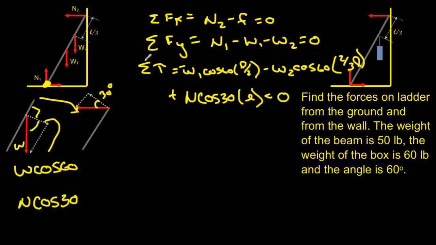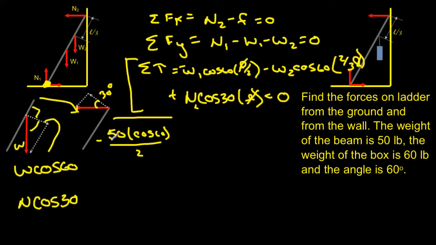So we're looking at this equation right here. This is the one that we're going to use because we can put in numbers for all of these values except for N2. So first thing we can do is divide all the L's out. That'll simplify things quite a bit. So N1 is the weight of the beam. So we do 50 times cosine of 60 divided by 2. Remember that's negative.